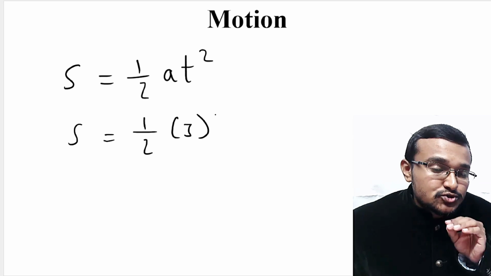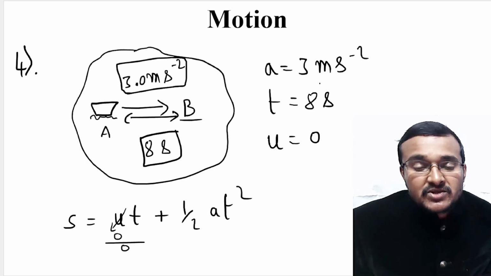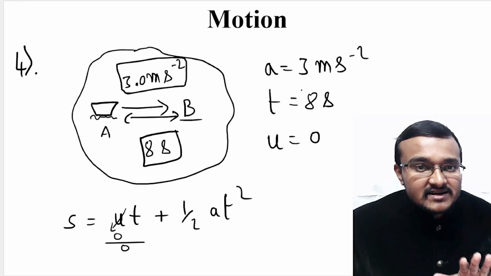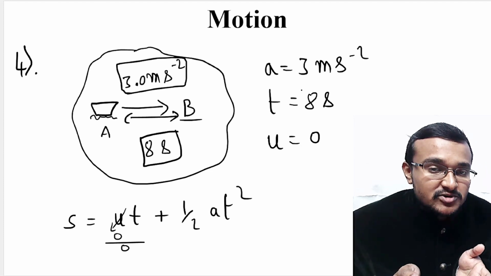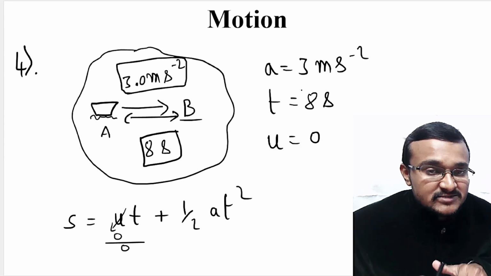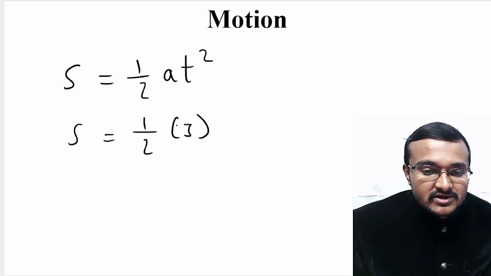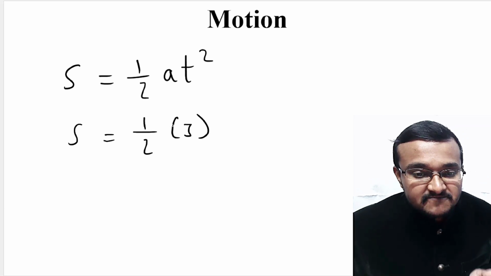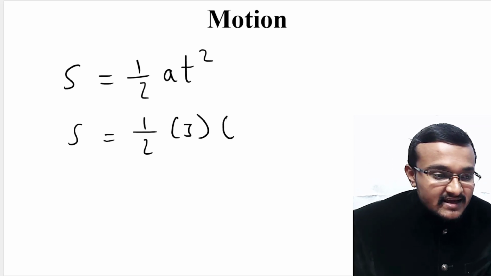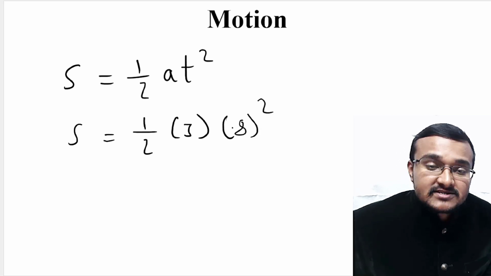Here you should remember, always check whether the data given is in SI units or not. Only when it is in SI units can you calculate. If it is not given in SI units, you can convert the values given for that physical quantity into their respective SI units, and then proceed with the calculations. Now they have already given 3 meter per second square, which is the SI unit of acceleration. So straight away you can substitute 3, and time they have given in seconds, that is also an SI unit. So we can write 8 square.